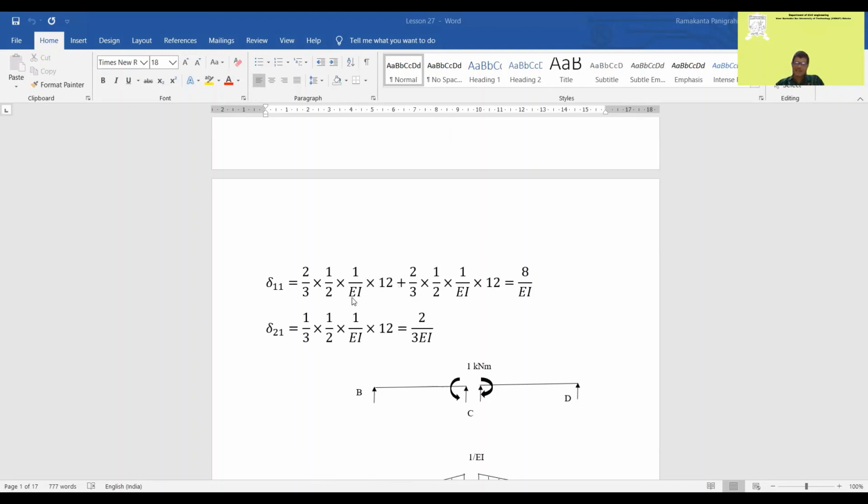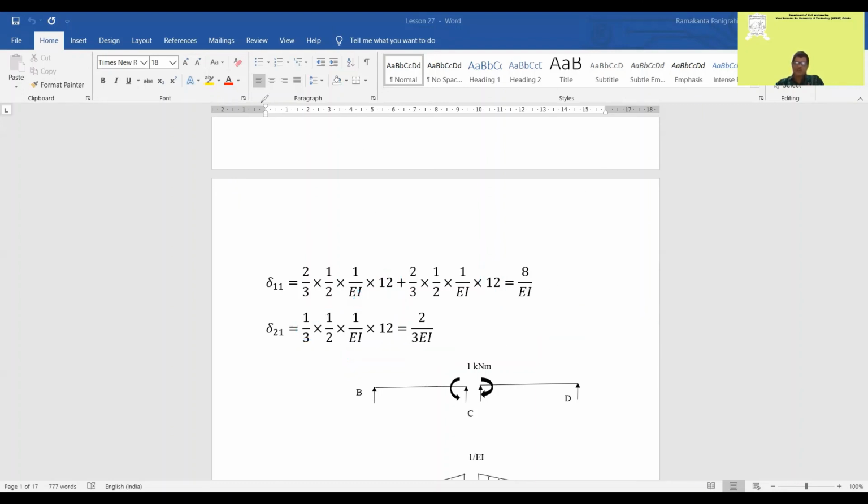The area of the diagram is 1 by EI, half base, this is a triangle. Half base means your length. If the lengths of the spans are different, you can put the different span. Spans are the same, so put the same span. Delta 2/1 will be similarly 2 by 3. 1/3 of the value will come here. For this load, you will find 1/3 of the value will come to this end C. So that is 1/3.